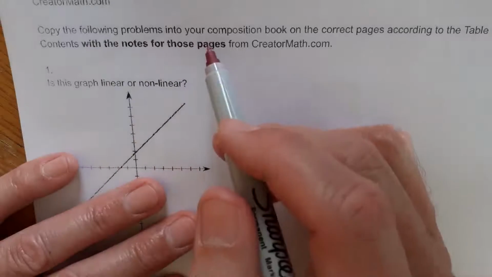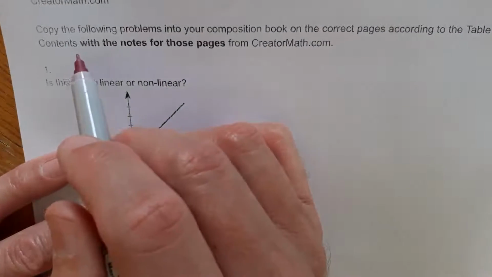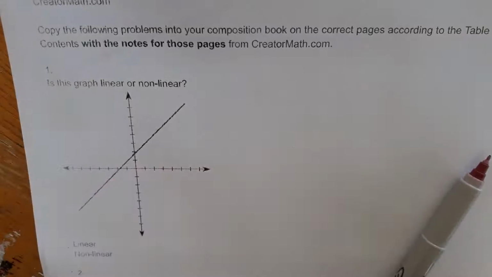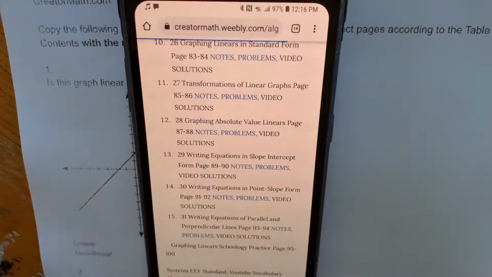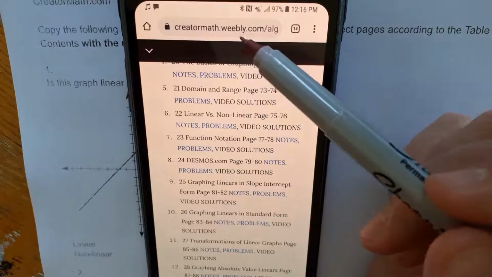Then the instructions are: copy the following problems into your composition book on the correct pages according to the table of contents, with the notes for those pages from CreatorMath.com. So just to model what that looks like, because it can be difficult for students to find those notes. Sorry for the delay. So this is the name of the website, CreatorMath.weebly.com.